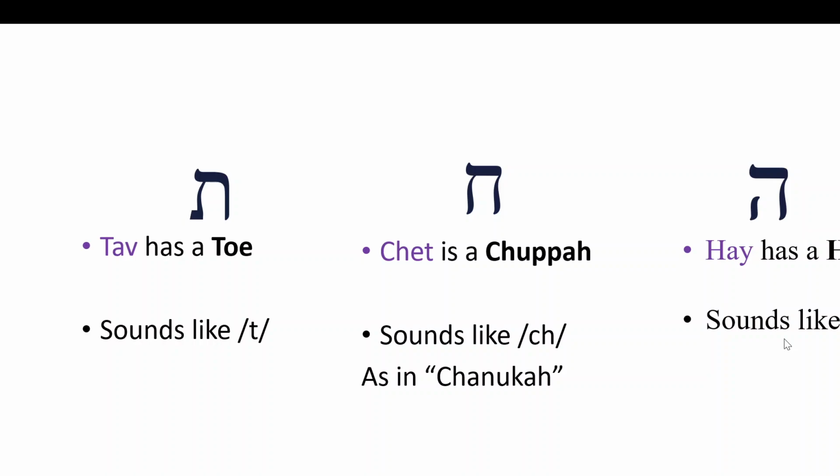Our chet here is a chuppah. So it sounds like a ch, as in Chanukah, same as our chaf before. And all of it is connected, just like the pieces of a chuppah are connected to the top of the canopy. Our tav over here has a toe, and it makes a t sound.